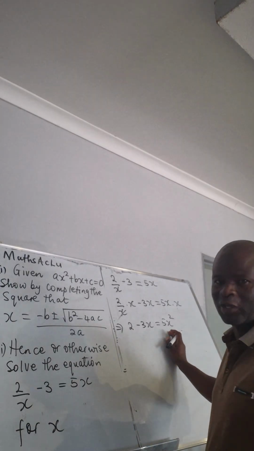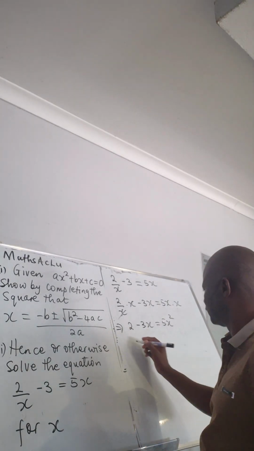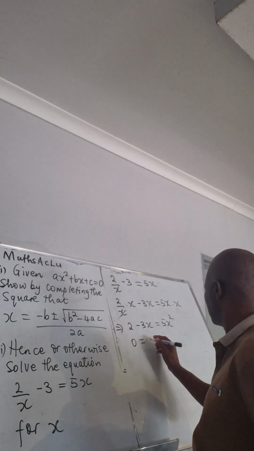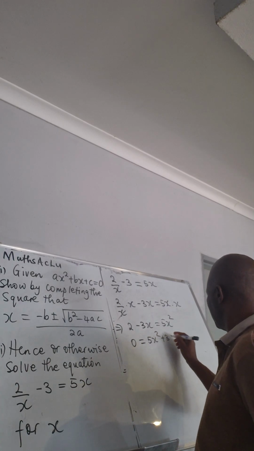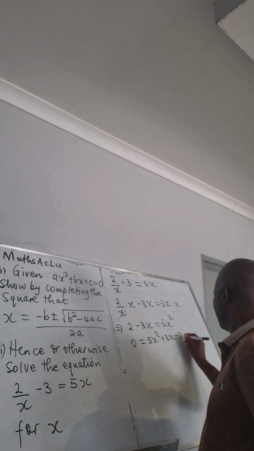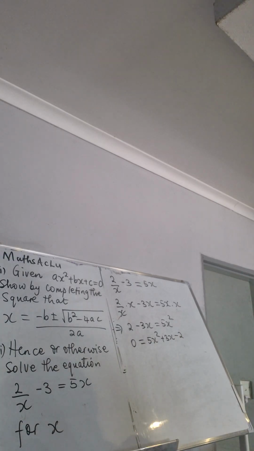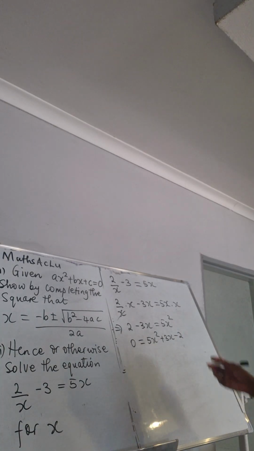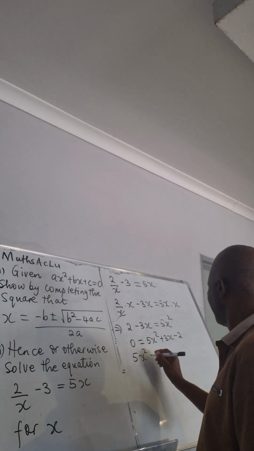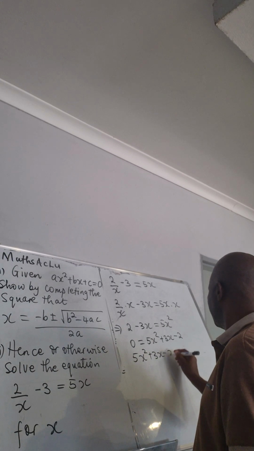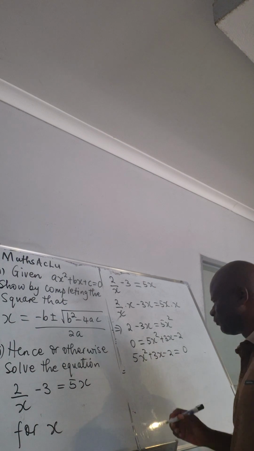Then write it in standard form. Since we have 5x squared this side, you can put everything on that side. 0 is equal to 5x squared, this one becomes a plus 3x, this one becomes a minus 2. So it's now in standard form, or whichever way you would want it. That is, 5x squared plus 3x minus 2 equals 0 is just the same.